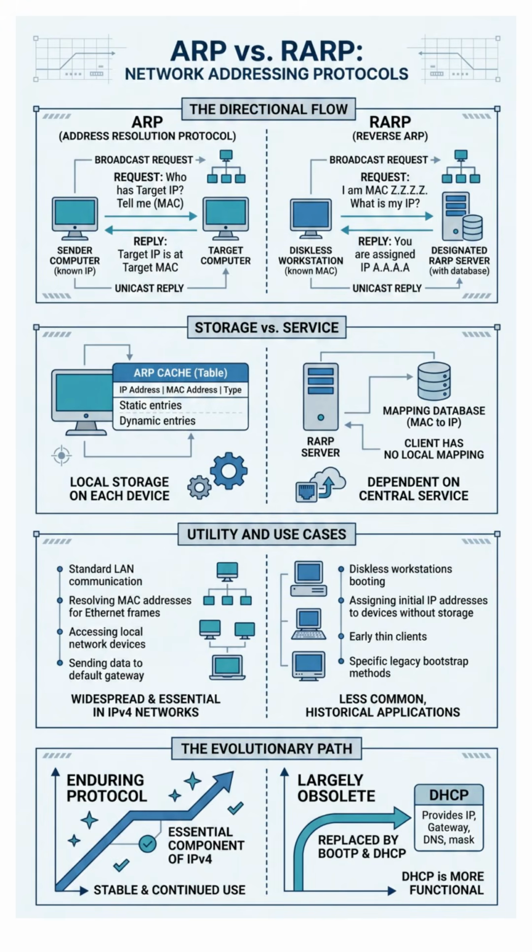The fundamental difference is simple: direction. ARP starts with a known IP and asks for a MAC address to deliver your data. RARP does the exact opposite. It starts with a known MAC and begs the network for an IP address. Knowing the direction is just the start, but where is this mapping data actually stored?